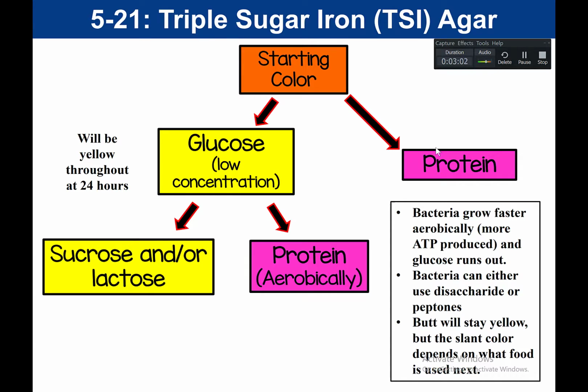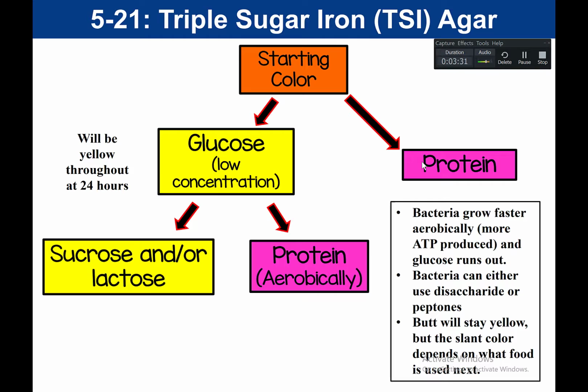Or if the tube has no yellow and it's pink all throughout, that would mean that the bacteria use peptones aerobically and anaerobically. Or in some cases, you might see pink only on the slant, but not in the butt, meaning that the bacteria only use the proteins aerobically. So this is the sugar part of this pathway, right? This is what you would expect for these different parts.